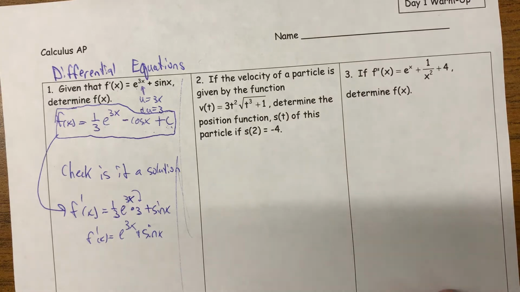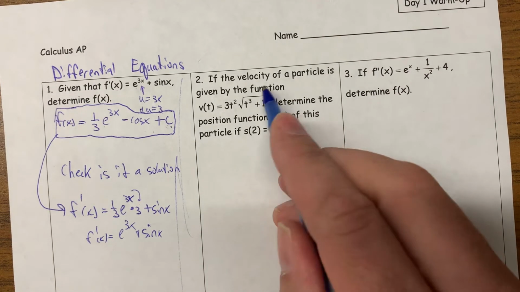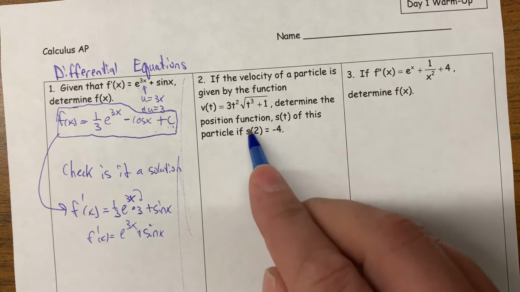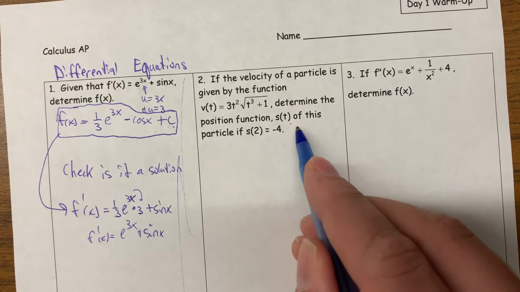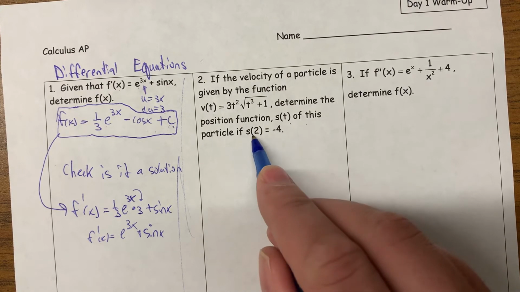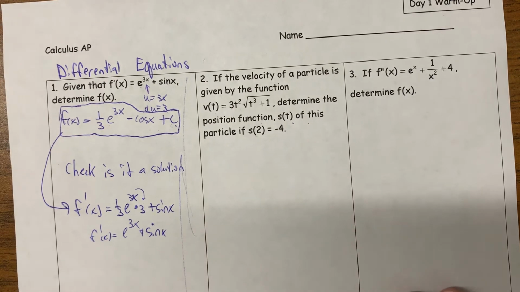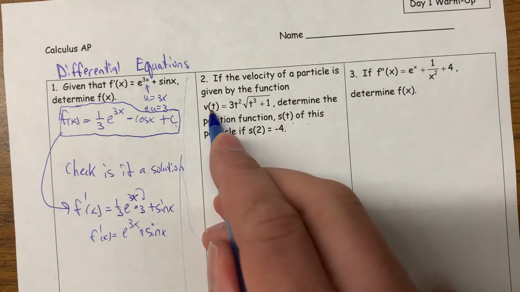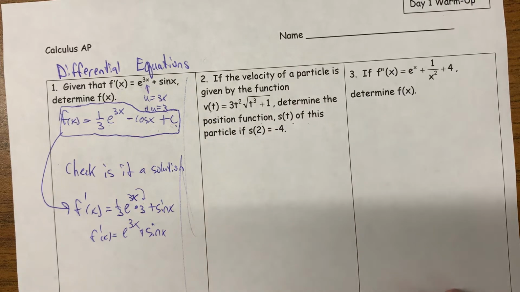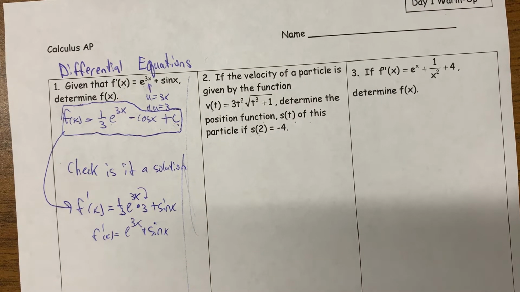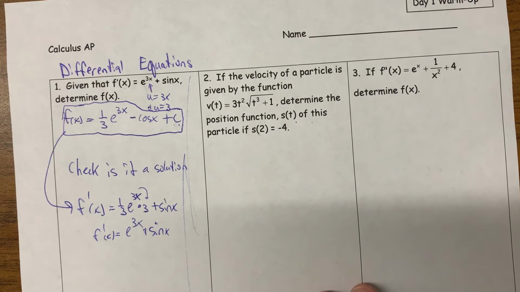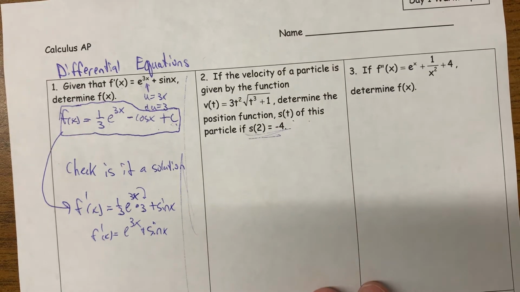Okay. The second one, if the velocity of a particle is given by this, determine the position function, given that the initial condition of the position, s of 2 equals -4. Now, again, this is a differential equation because this velocity is the derivative of position. So it's asking you to find the original position function given the derivative. Go ahead and do that. What is v of t? Make sure you use this initial condition.